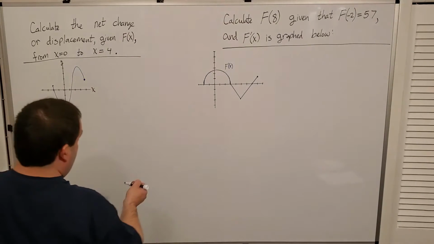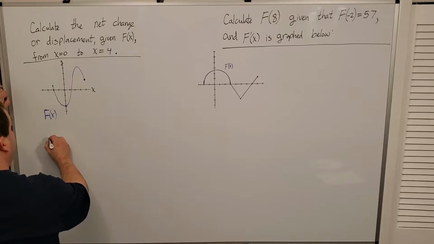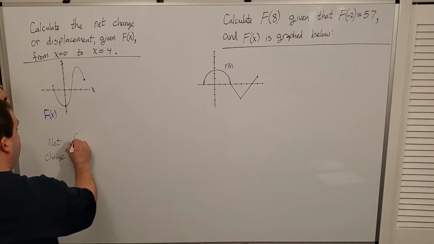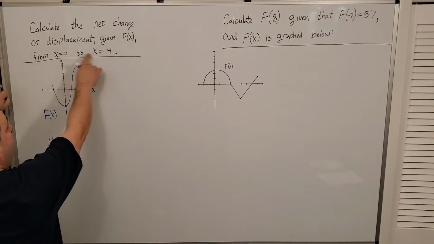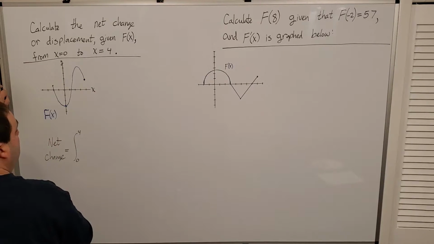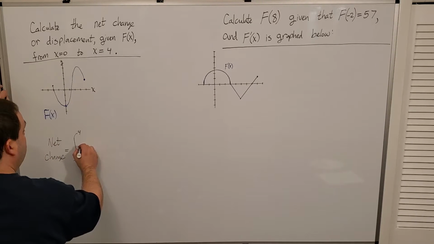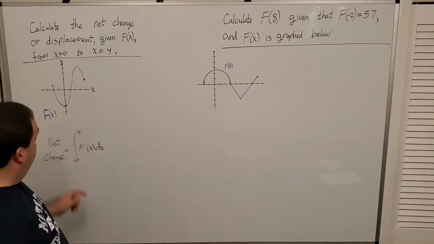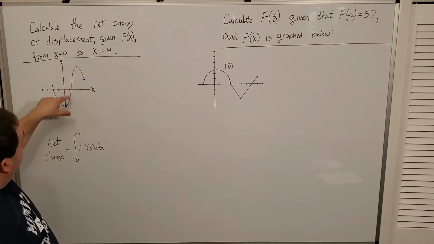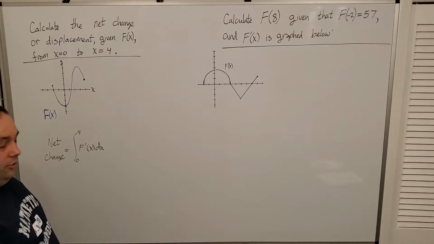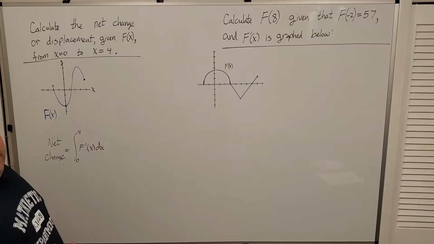Well, remember that the net change was equal to the definite integral from beginning to ending, so in this case from 0 to 4, of the function f of x. Except what we'd be doing is f prime, like this. The net change of the function itself would be adding up all of the derivative values from 0 to 4. But here's the thing.